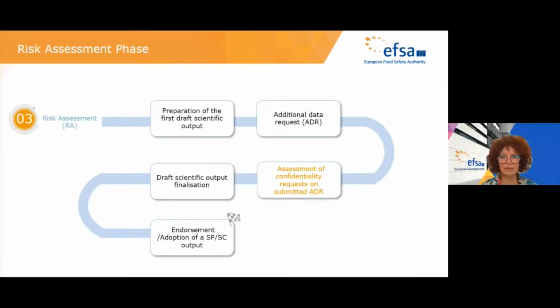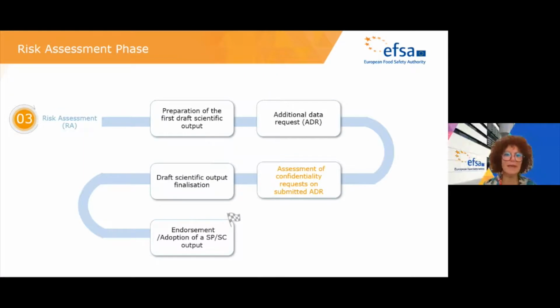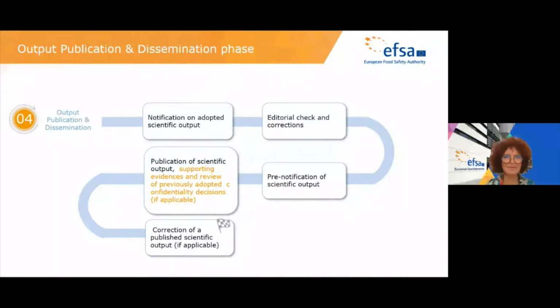which is the risk assessment, adoption, and publication. Here is the flow, which is standard, so it's always the same. I will just highlight in orange that if during the risk assessment additional information is requested, and if the information submitted contains confidentiality, EFSA will assess again the confidentiality of this additional information. So here we have an assessment of confidentiality.